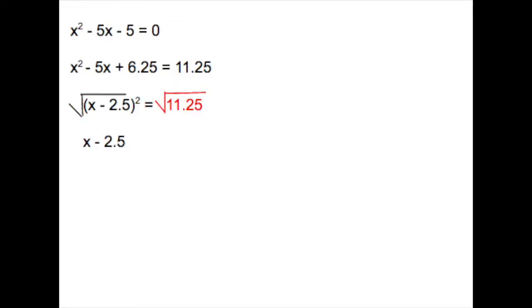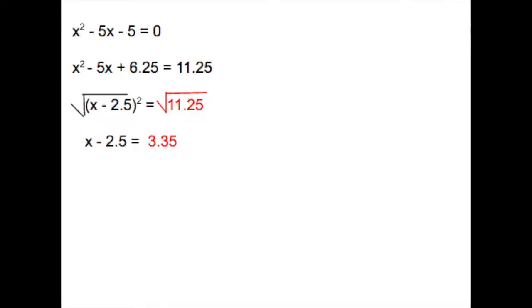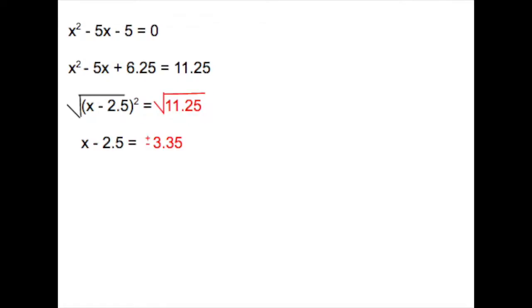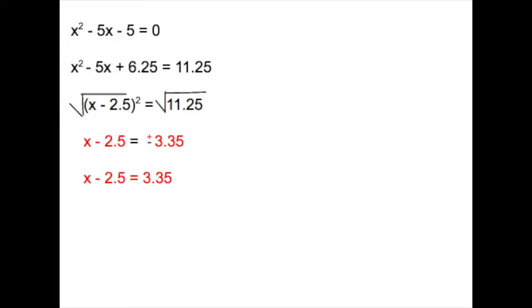On the right side, the square root of 11.25 is approximately 3.35. The square root of 11.25 could also be a negative 3.35. So we will write this as a positive or negative 3.35. At this point, it's probably easiest to break this down into two separate equations. We have x minus 2.5 equals positive 3.35 and x minus 2.5 equals negative 3.35.